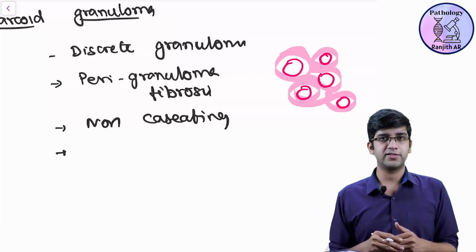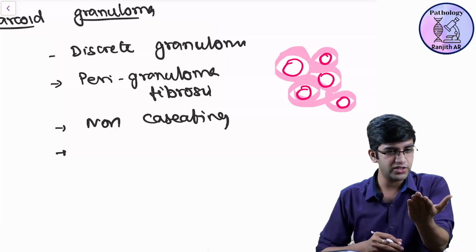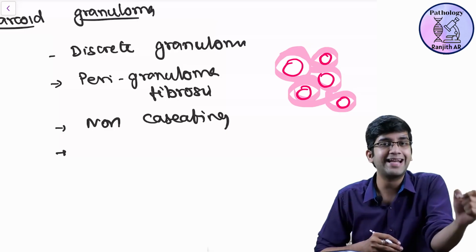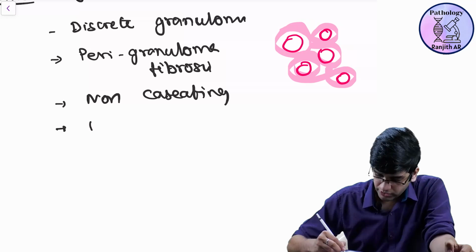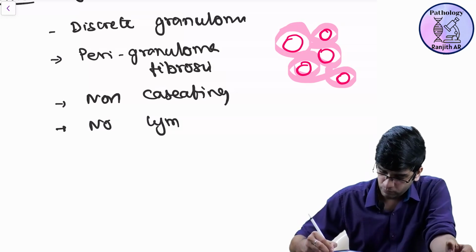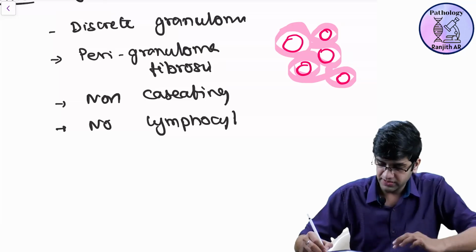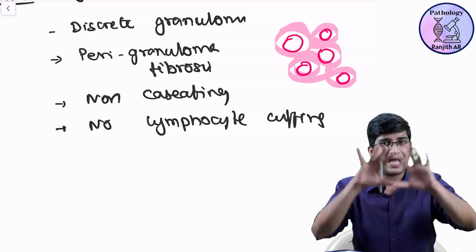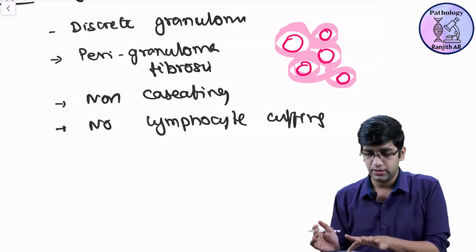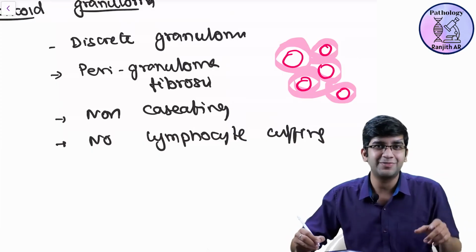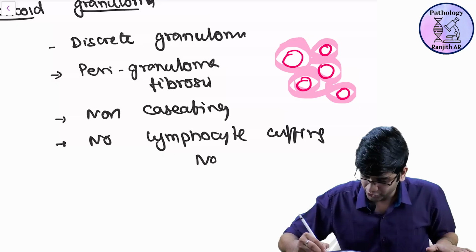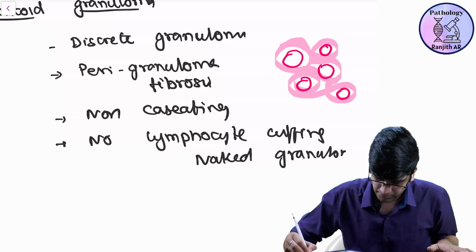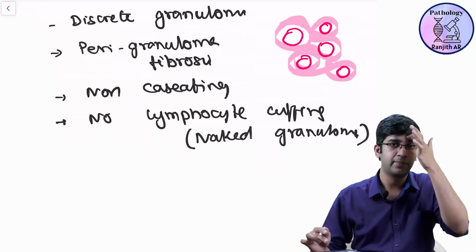The most important thing is, when we saw granuloma, we had epithelioid cells, giant cells, and lymphocytes. Here, lymphocytes will be characteristically absent. There will be no lymphocyte cuffing seen in a sarcoid granuloma. I won't have them surrounding the granuloma. Because of this, they have a fancy term. I'm sure you'll never forget this because of your dirty mind. They're also called naked granuloma.